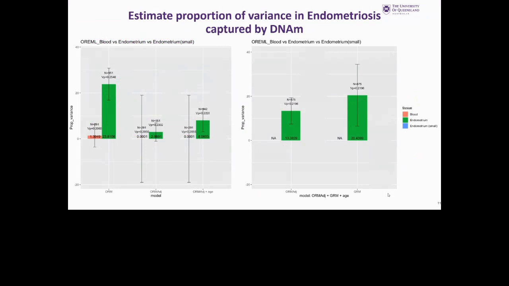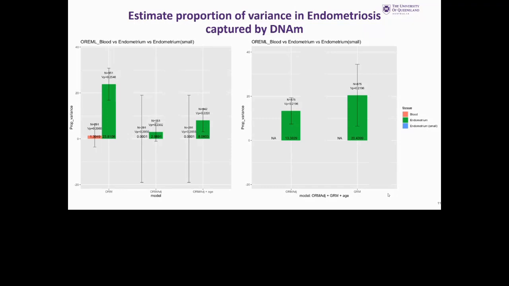Y-axis represents the estimated proportion of variants in endometriosis that can be captured by DNA methylation. The x-axis shows the different models that I use to estimate proportion. Red color represents blood tissue samples. Green color represents endometrium tissue samples.